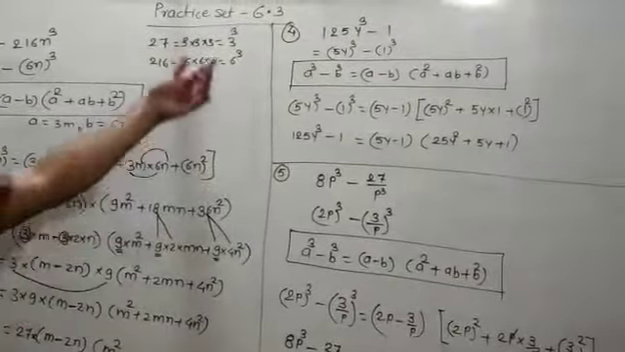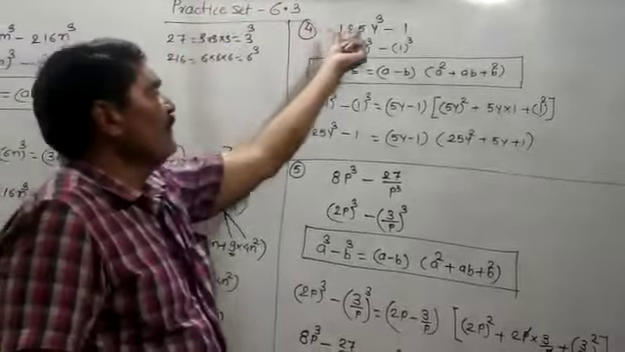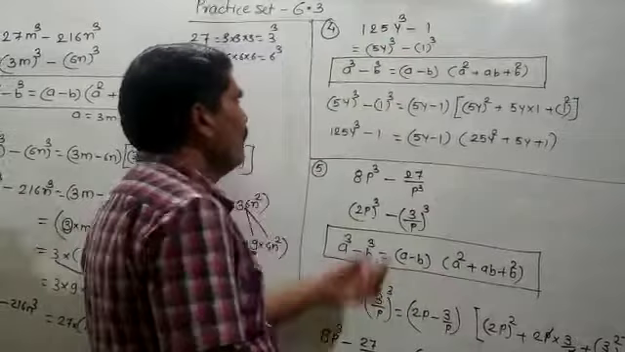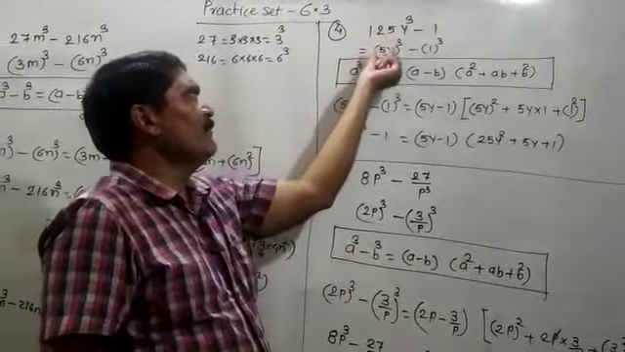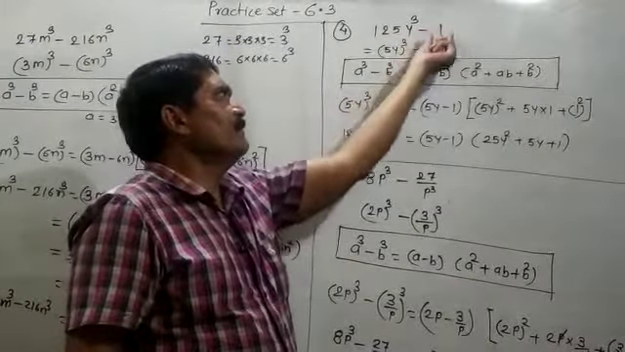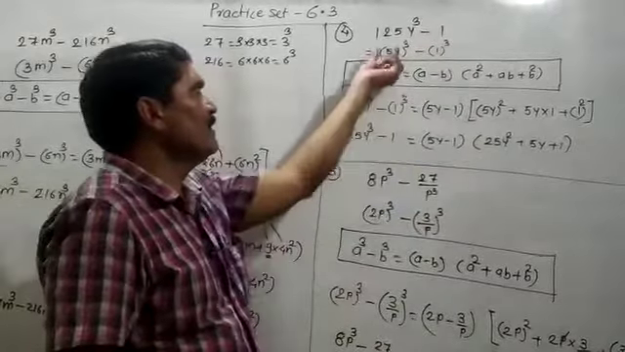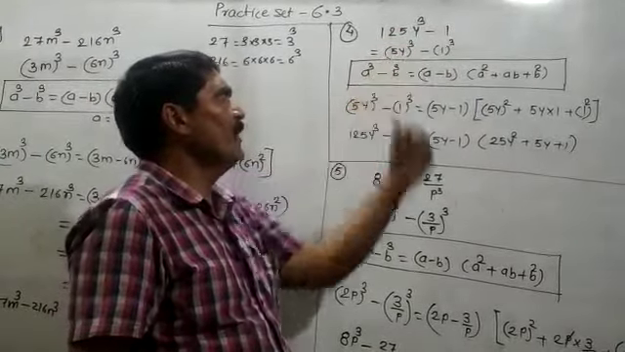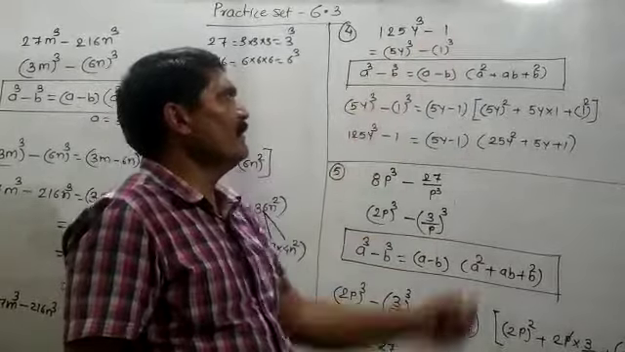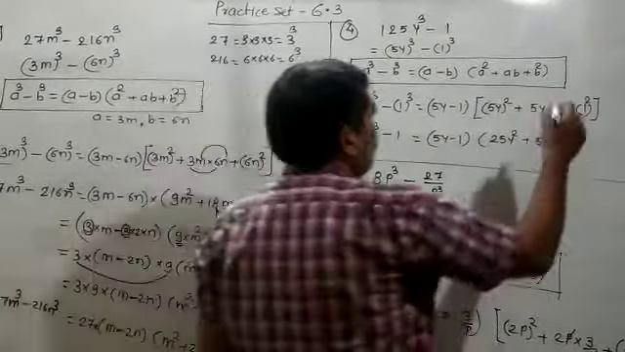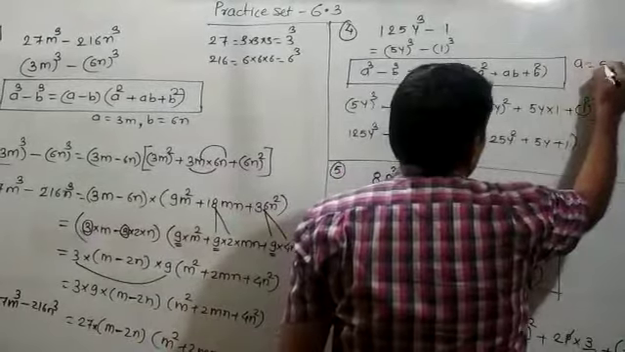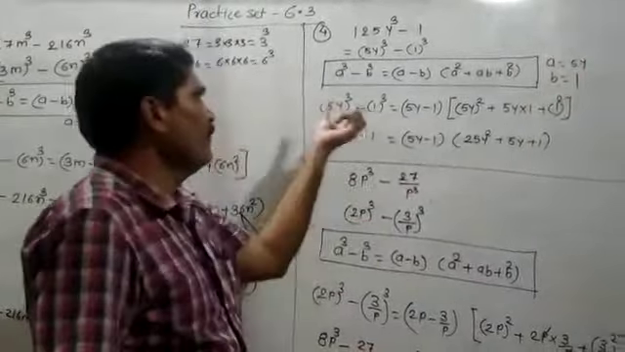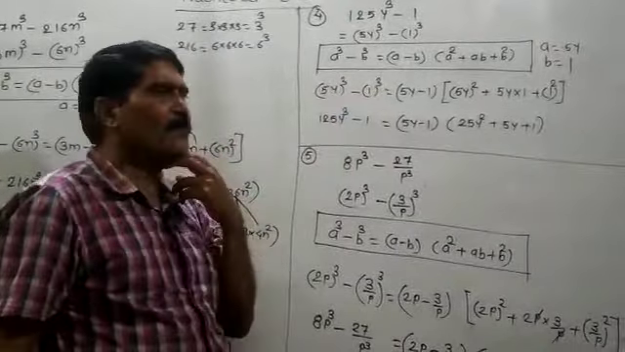Then you have to come to question number 4. 125y cube minus 1. This 125 is the perfect cube of 5, and this one is the perfect cube of 1. So you will write 125y cube as 5y bracket cube, and 1 is the perfect cube of 1. Here you will put a is equal to 5y, and b is equal to 1. In place of a you have to put 5y, and in place of b you have to put 1.